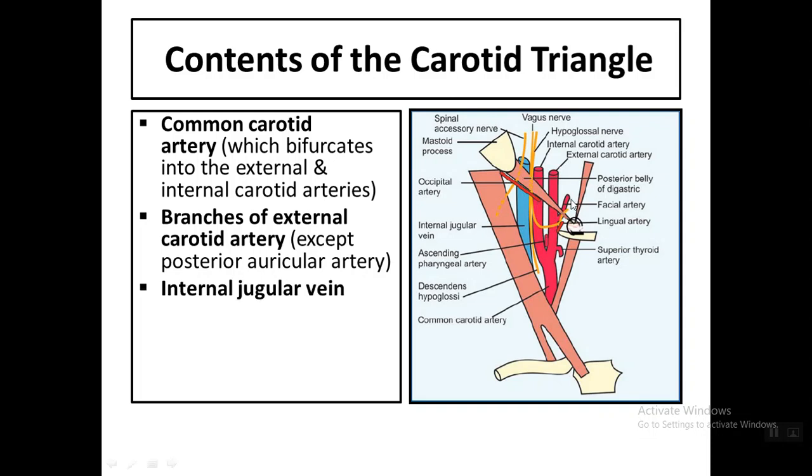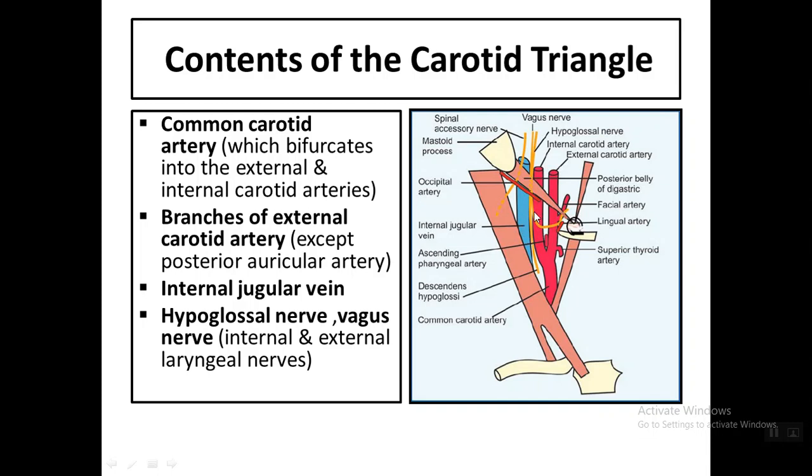The internal jugular vein, the hypoglossal nerve, and the vagus nerve. Here we have branches that are called the internal and external laryngeal nerves, which will supply the larynx. So these are the contents of the carotid triangle.